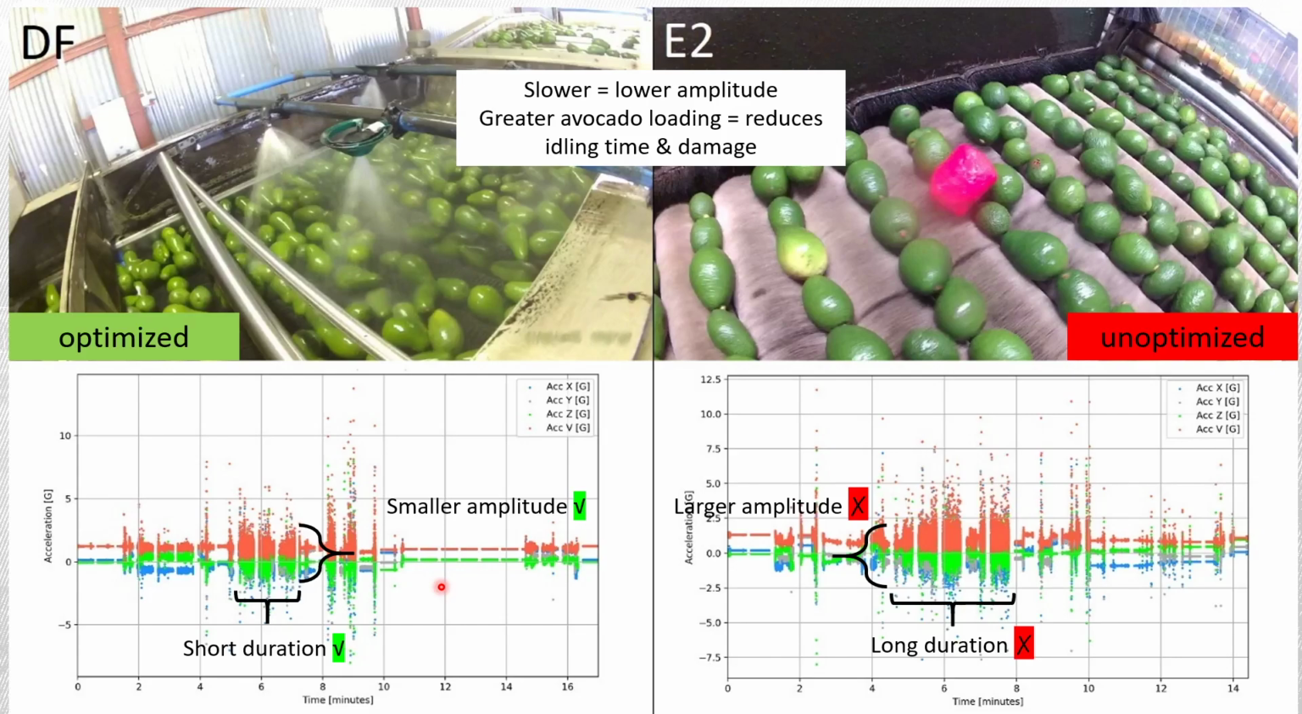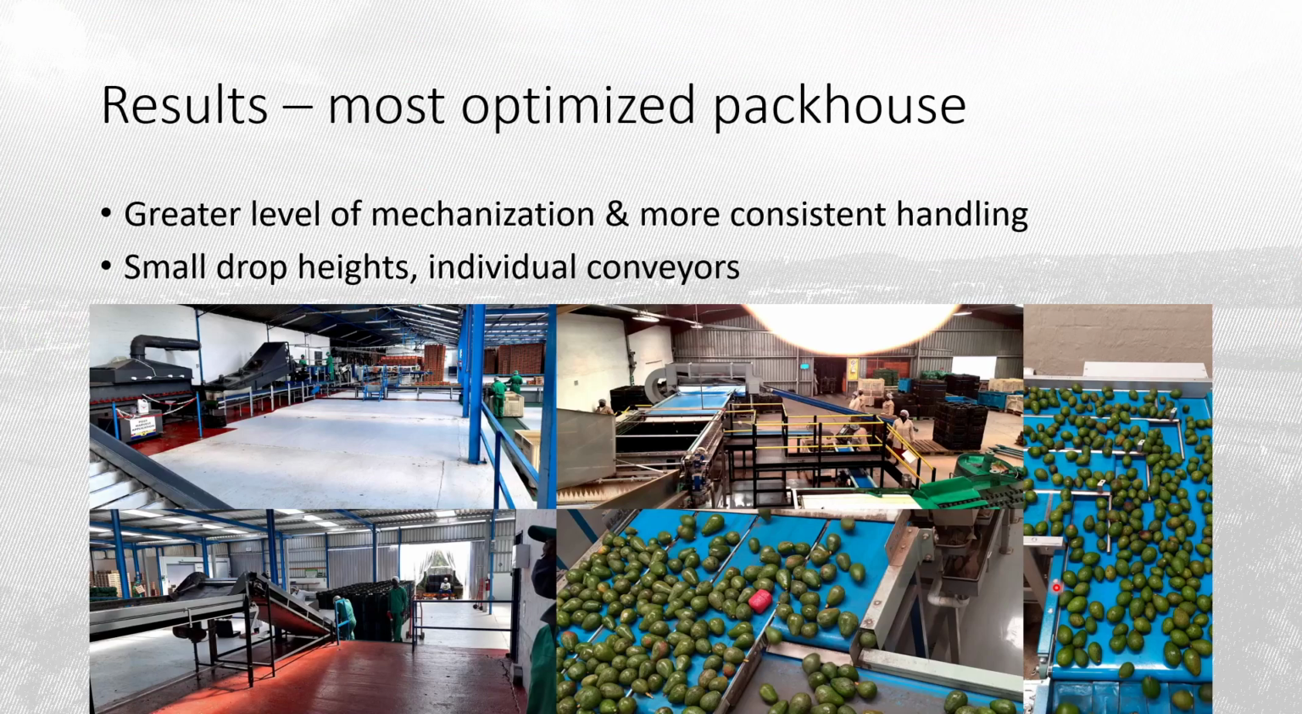So this is an example of different rollers. You'll see for the optimized packhouse, we have a short duration and smaller amplitude, compared to an unoptimized packhouse with larger amplitudes and longer duration, where these avocados are present within the rollers.